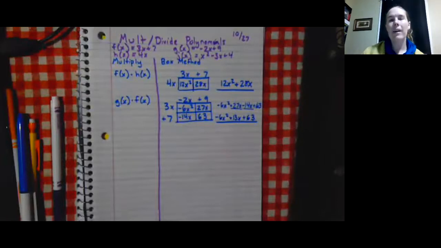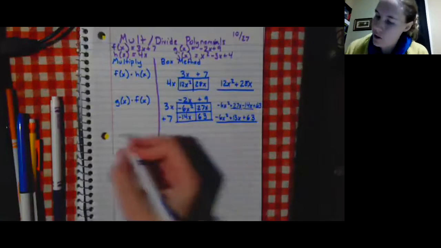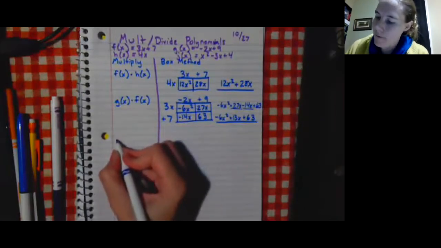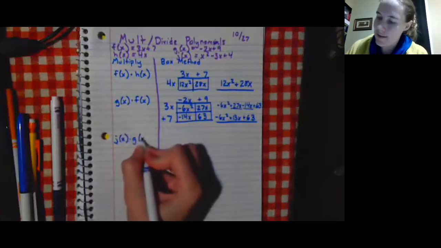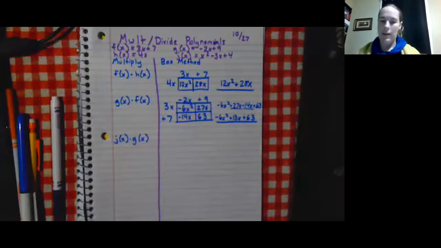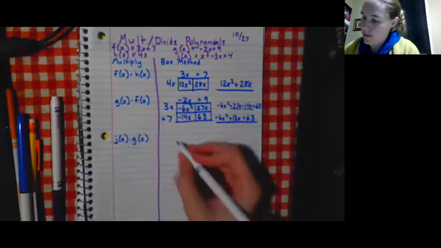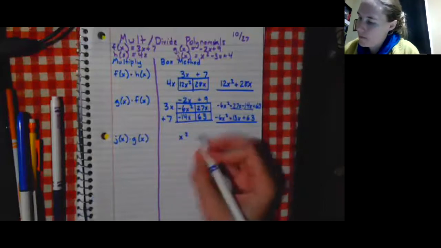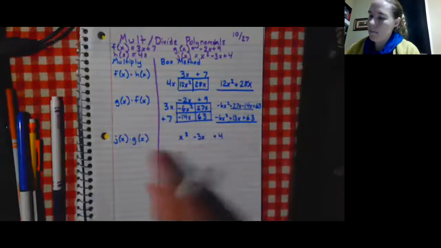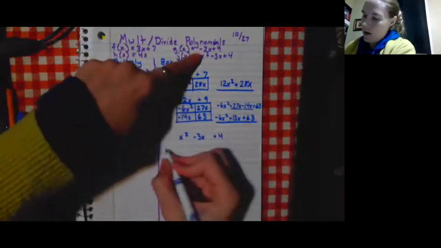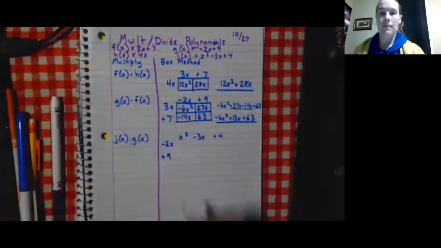The very last one, we're going to kick it up a notch one more time. Say we have j of x times g of x. So for this one, j of x is over here. There's lots of terms for this one. So I have x squared minus 3x plus 4. Then my g of x is right here. I have minus 2x plus 9.